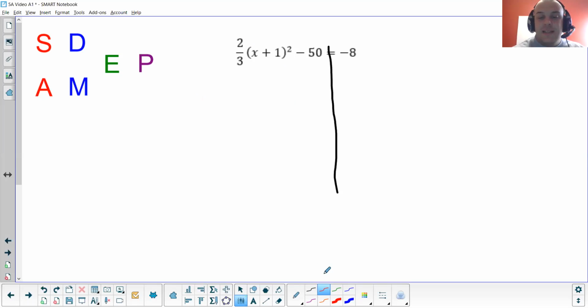So hopefully you kind of said that to yourself and you're like, okay, subtractions, additions, that's inside parentheses, so get rid of that later. So I'm first going to add 50 to both sides. So now I have 2/3 x plus 1 squared equals 42.